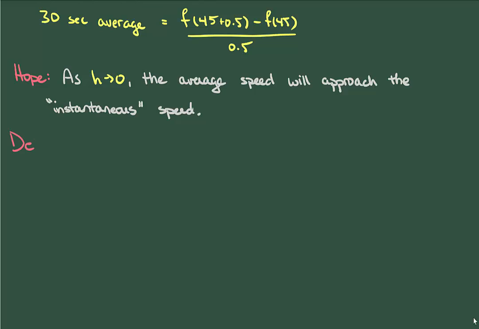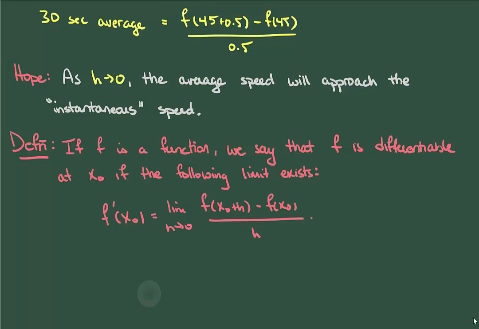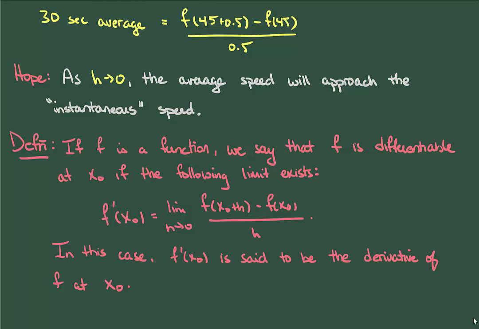And that leads us to the following definition. If f is a function, then we say that f is differentiable at x0 if the following limit exists. You'll hopefully recognize this as the difference quotient we were dealing with above. If this limit exists, then the value of the limit, denoted f prime of x0, is said to be the derivative of f at x0. Now there are two definitions here. The first is what it means for a function to be differentiable. The second is the value of the derivative if we know that the function is differentiable.